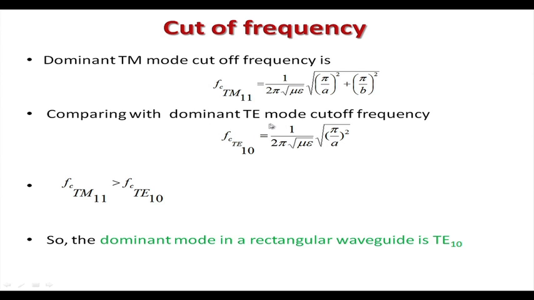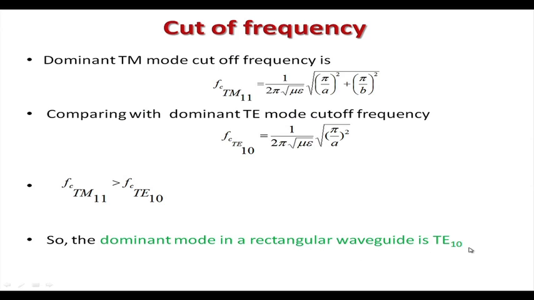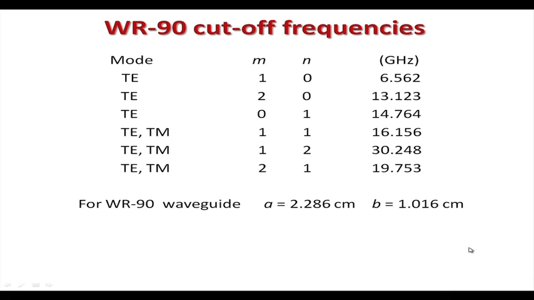So, the dominant TM mode has a wave impedance given by this, and a cutoff frequency given by this. Now, if we compare with the TE mode, this is the dominant TM mode, TM11, and compared with the TE10 mode it obviously has an extra baggage of this. That is why the cutoff frequency for the TE10 mode is less than the cutoff frequency of the TM11 mode.